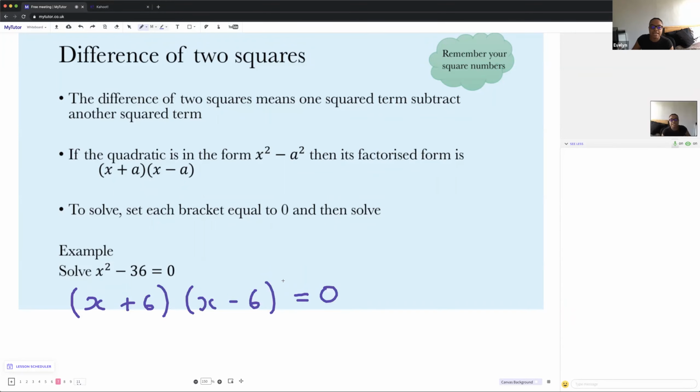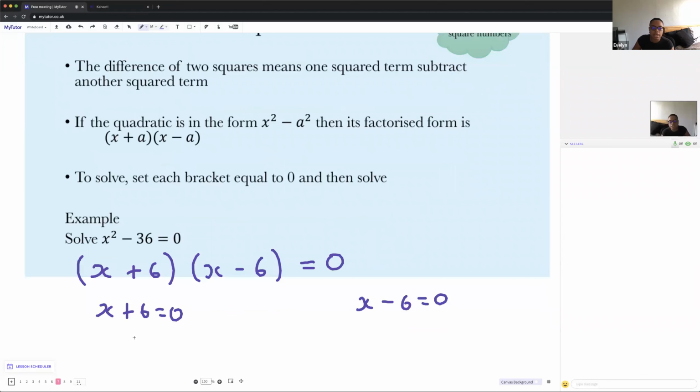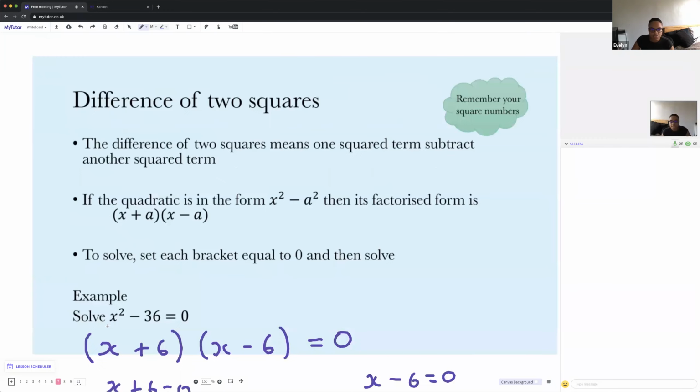Yeah, and then we're going to set each bracket equal to 0. So you've got x plus 6 equals 0, and then you've got x minus 6 equals 0, and then you solve. So on the left-hand side, x plus 6 equals 0. You subtract 6 from both sides, so you've got x equals minus 6. Then on the right-hand side, you've got x minus 6 equals 0, so you add 6 to both sides. So you've got x equals 6. And that is solving with difference of two squares. So if you see something like this, hopefully it doesn't look as confusing anymore. So as long as that number is a squared number, you can use difference of two squares to solve it.